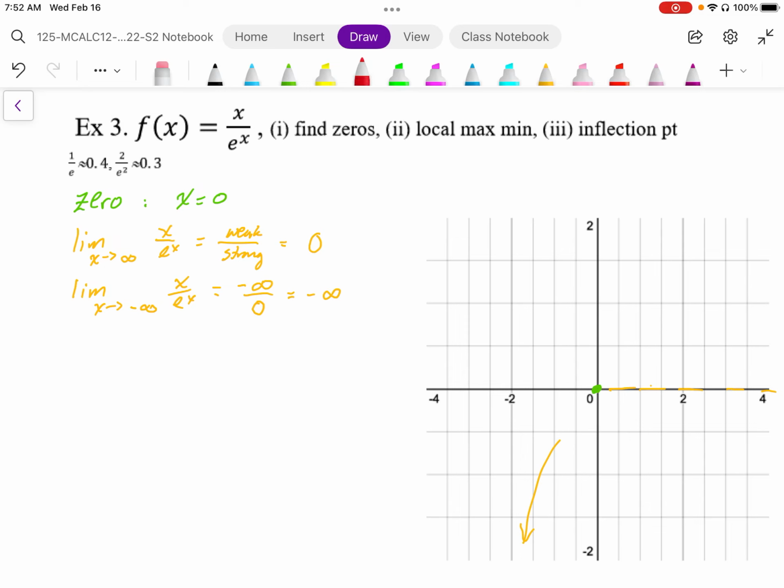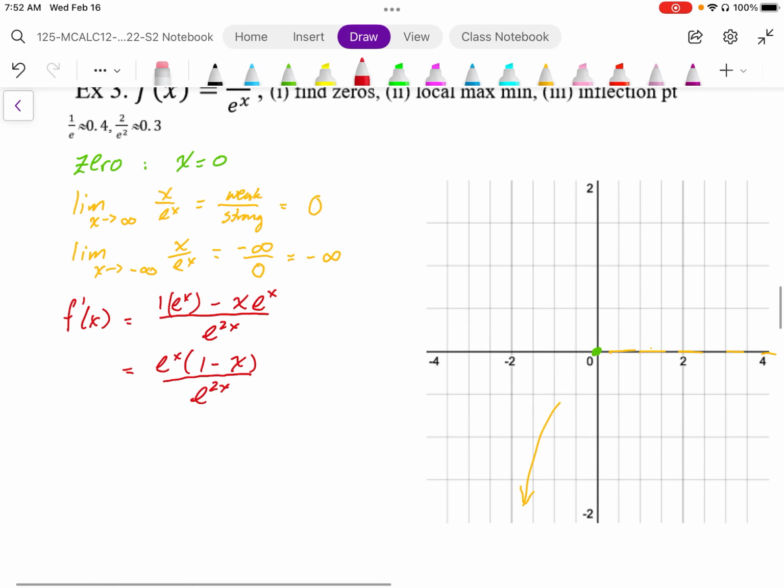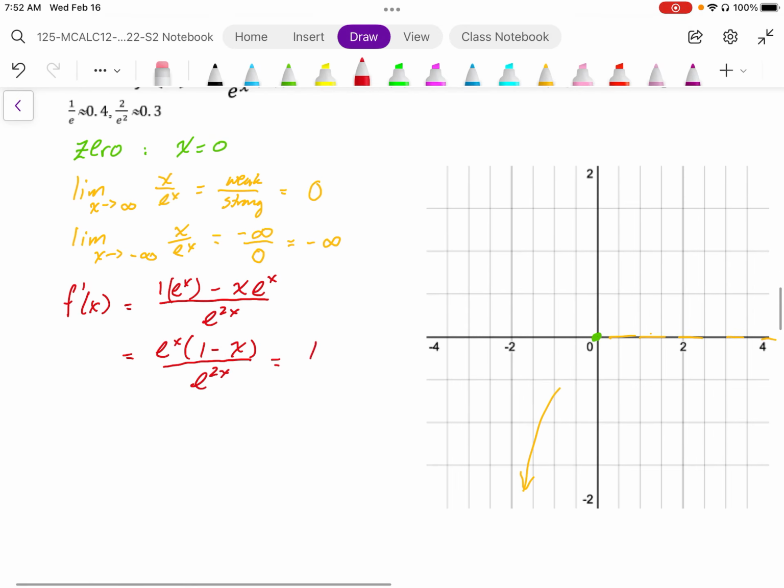So we want to look for local mins and maxes. So we need a derivative. Differentiating this, we differentiate the numerator, multiply it by the denominator, minus the numerator times the derivative of the denominator, all over the denominator squared. We can simplify this by factoring out the e, and then we can cancel that extra e factor in the numerator and denominator. So we end up with 1 minus x in the numerator over e to the x in the denominator.